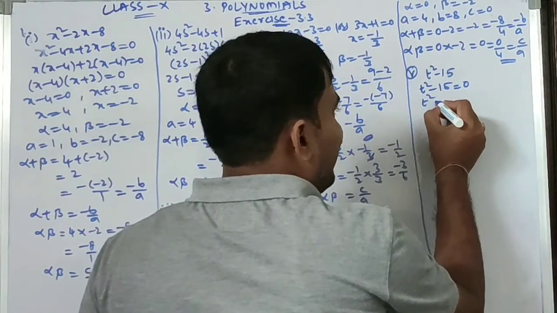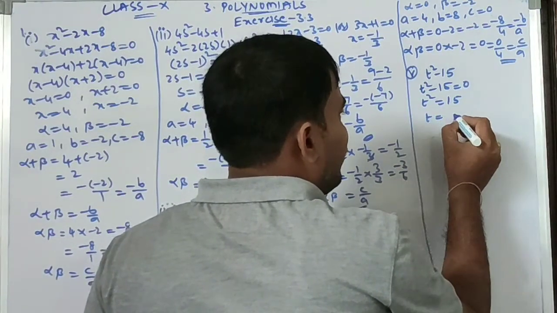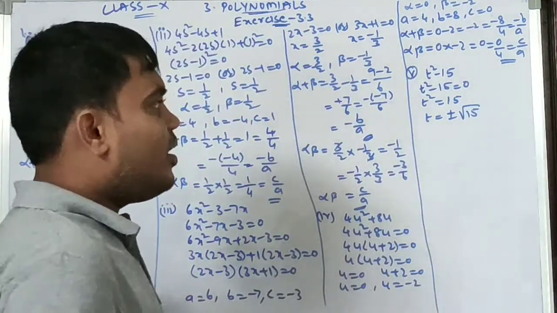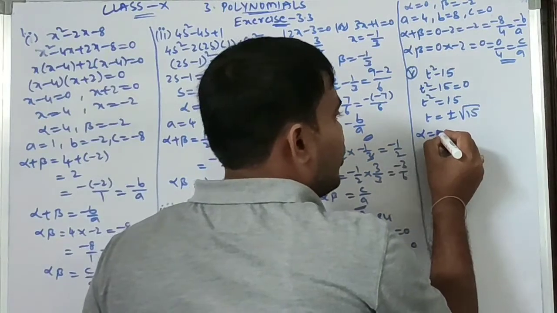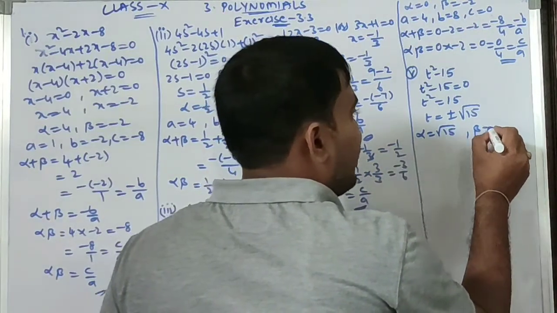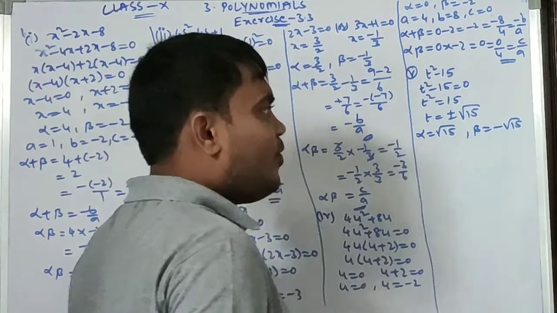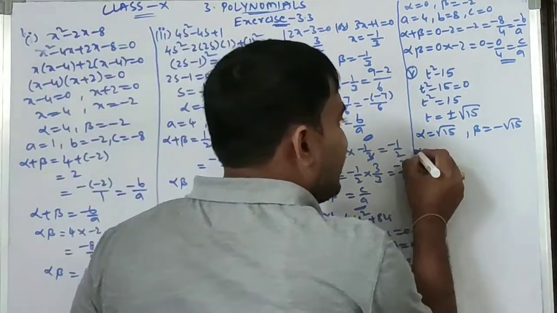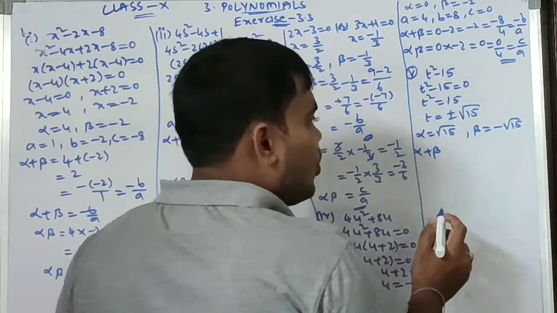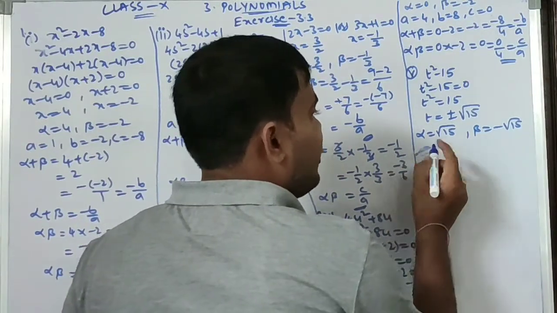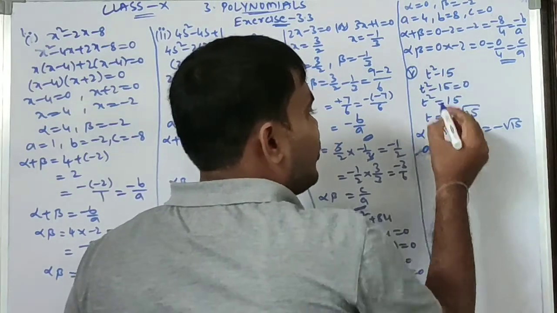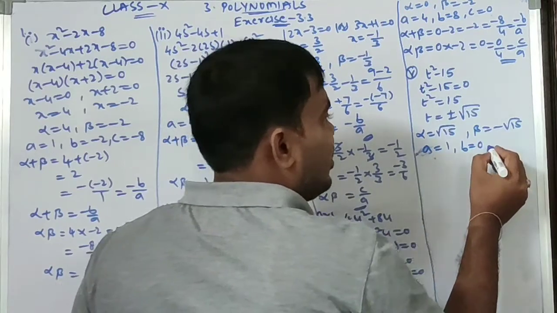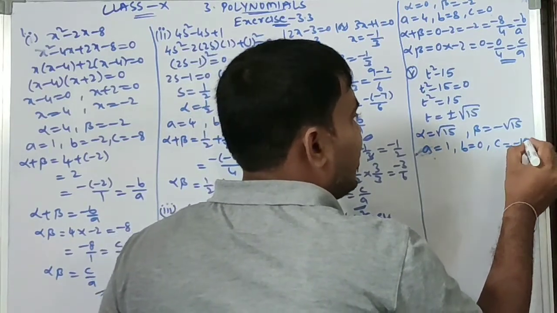T square equal to 15. T equal to plus or minus root 15. Alpha equal to root 15, beta equal to minus root 15. Next, alpha plus beta. Before alpha plus beta, I want to write A, B, C. A equal to t square coefficient, 1. B equal to t coefficient; there is no t coefficient, so B equal to 0. C equal to minus 15.